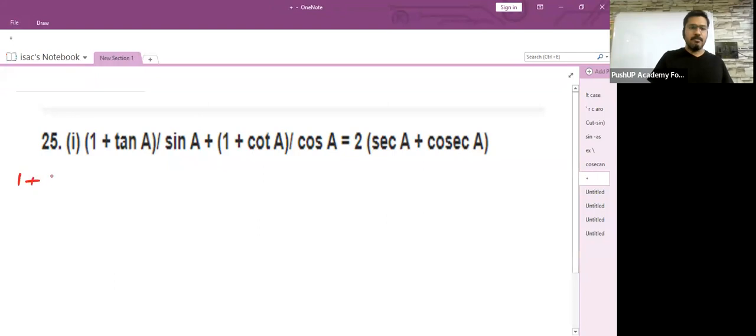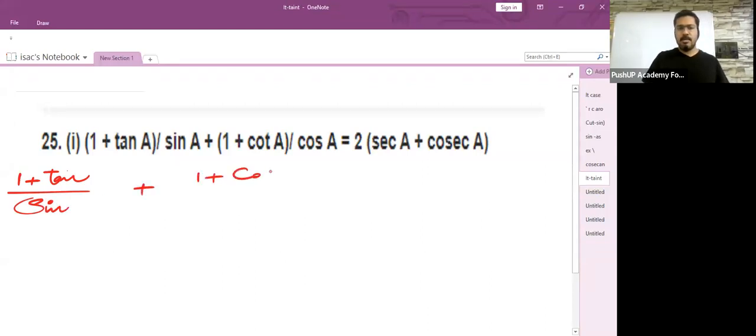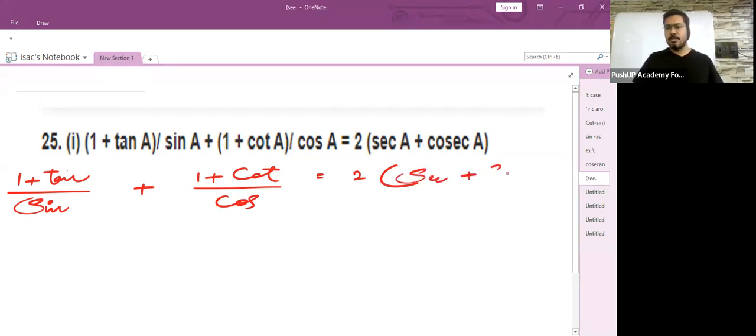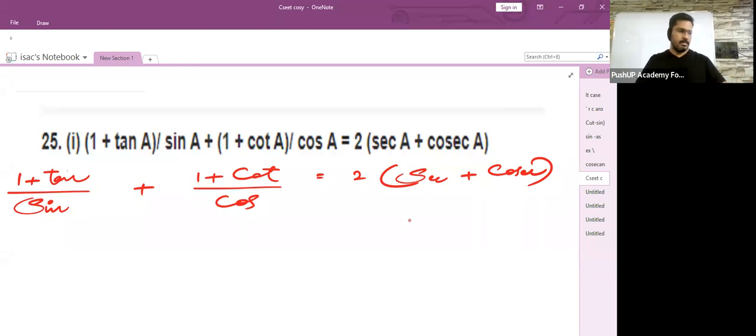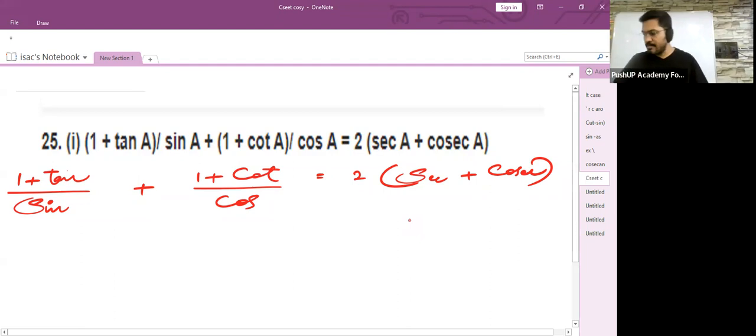This is the question. You have to prove 1 plus tan divided by sine plus 1 plus cot divided by cos is equal to 2 times sec plus cosec. Start. Just give it a try, children. See what is given to you on the right hand side. Make some predictions and then start solving it. I'll come to your place to check.